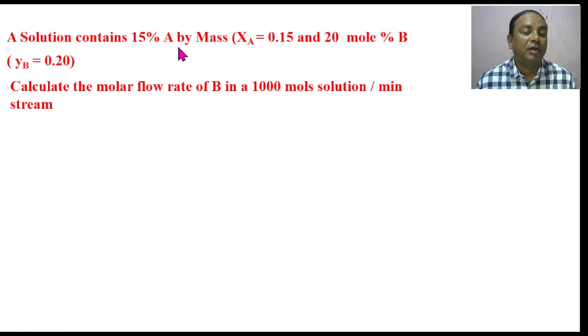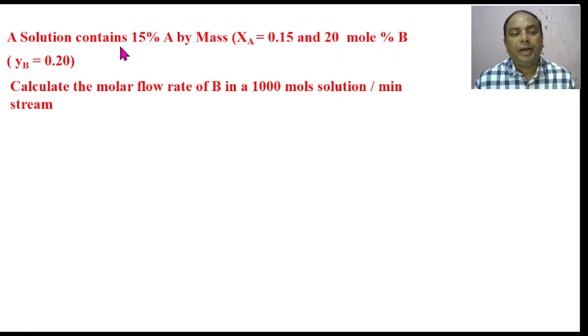It is not asked to calculate A. It has been asked to us to find out the molar flow rate of B in a 1000 moles per minute solution stream. Okay, the stream is moving into the unit process at a rate of 1000 moles per minute. Then what we have to find out is the molar flow rate of B in the 1000 moles of solution that is entering per minute in the unit process.